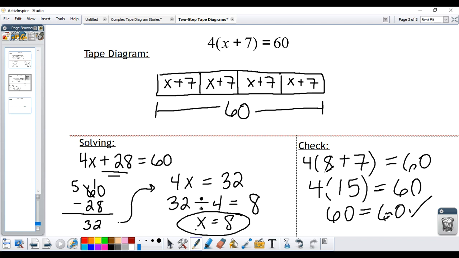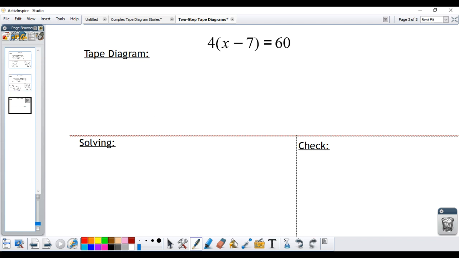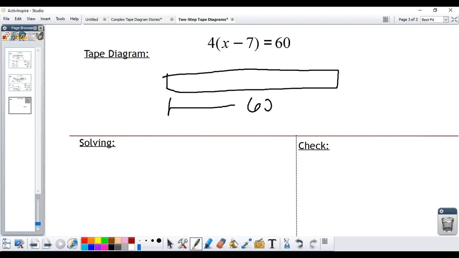So let's do one more. Now I have 4 times the quantity of x minus 7 equals 60. So again, my entire box represents 60. And then I'm going to split my 60 into 4 equal boxes. And each box represents x minus 7. And now that I see my 4 boxes, I have my x minus 7 in each of those. Let's solve.